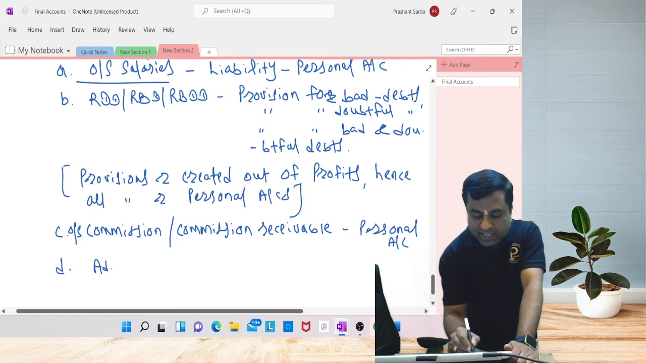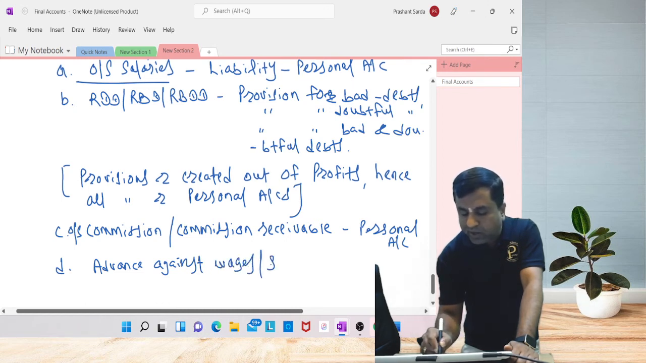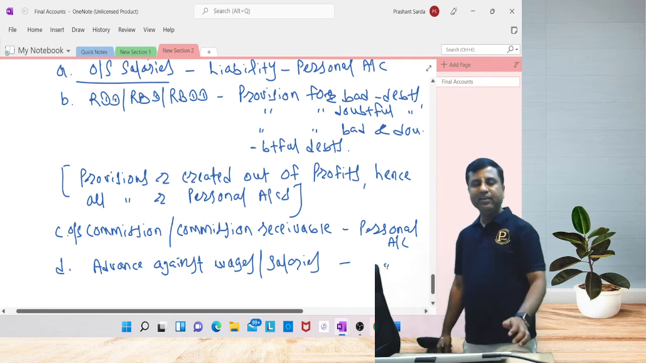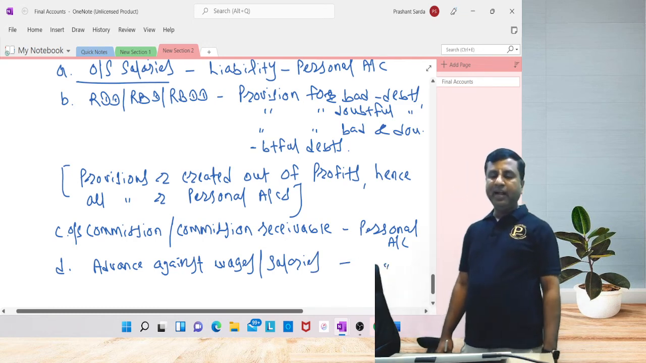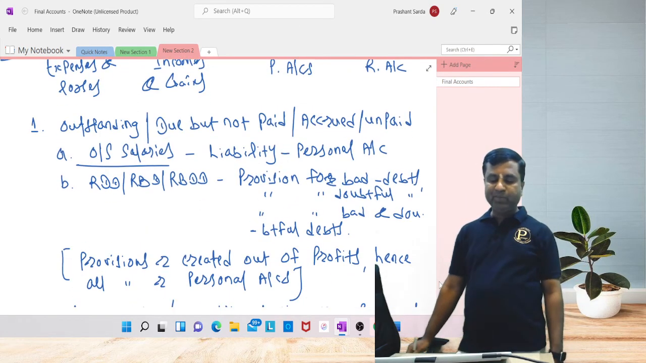Another is advance against. आपको एडवांस मिला या आपने एडवांस दिया, advance against wages or salaries given to the employees or to the laborers who are working in your business are again nothing but example of personal account. Why? Because these are paid to different people and that is how these are personal accounts. तो देखिए ये सारे conflicting example मैंने आपके लिए दे दिए.